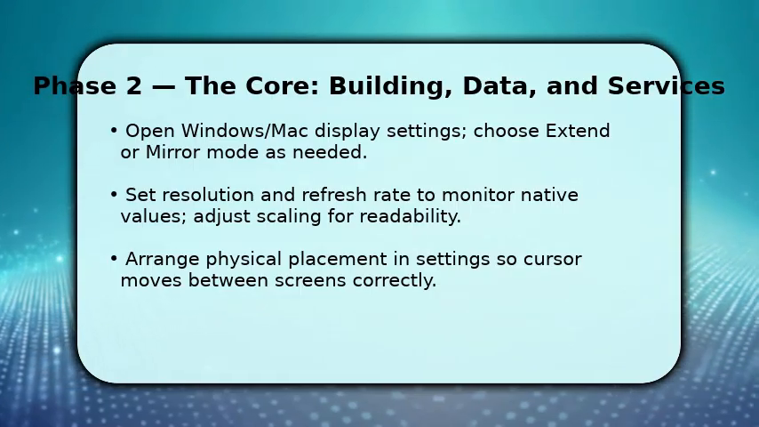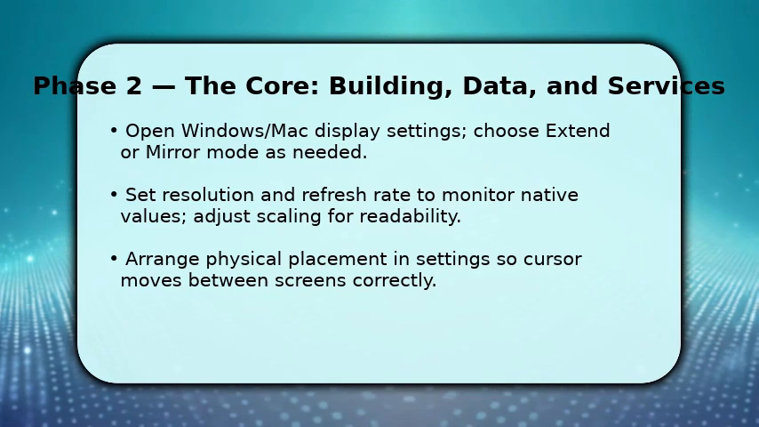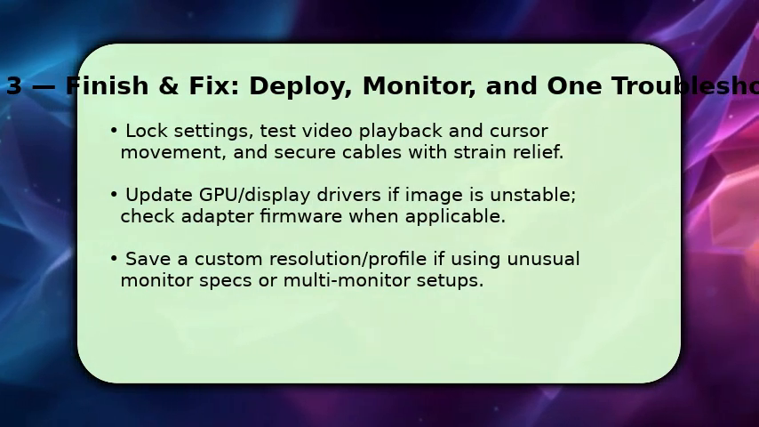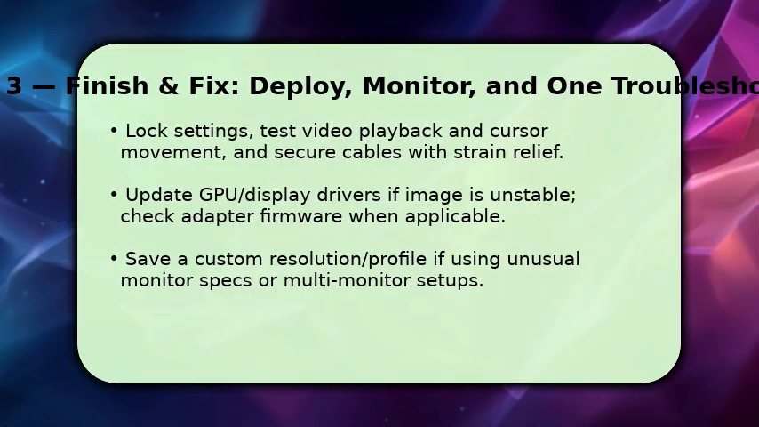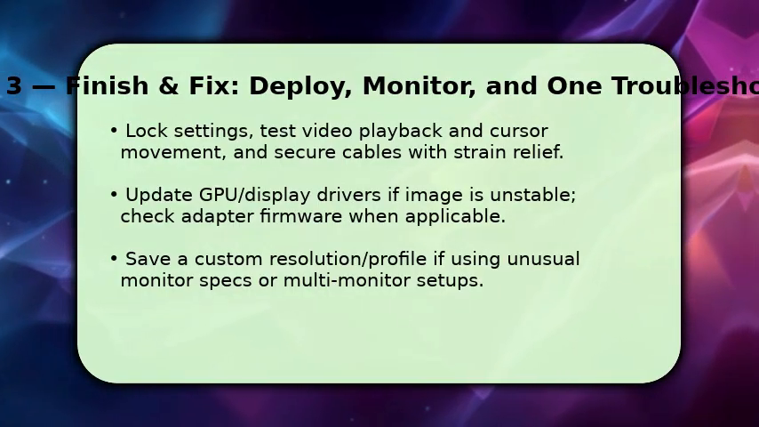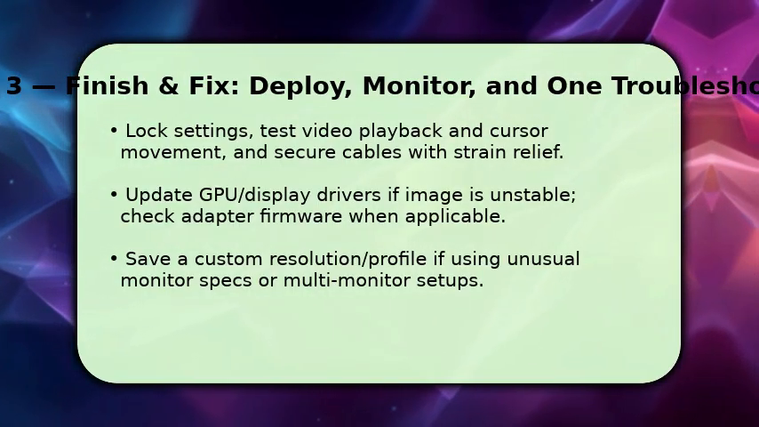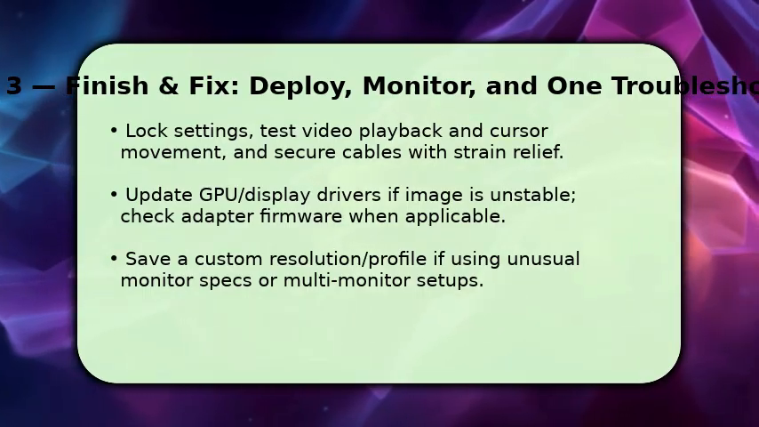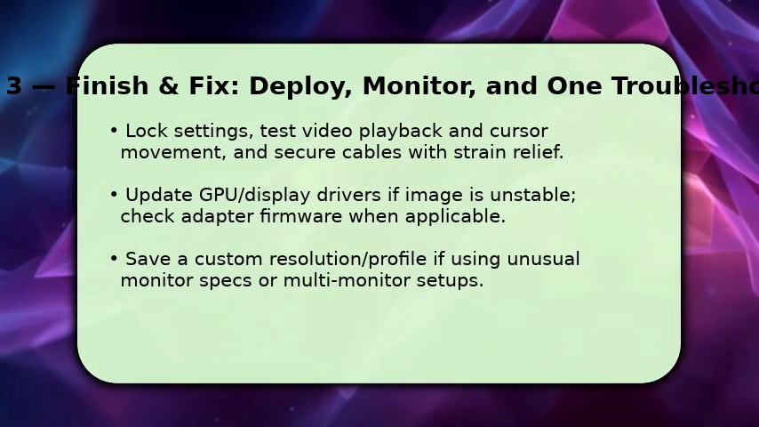You finish by testing real tasks: play video, move windows, and confirm color and alignment. Calibrate if colors look off and physically secure the cable to prevent intermittent disconnects. If the image is unstable, update graphics drivers and firmware for docks or adapters. This often fixes handshake problems.